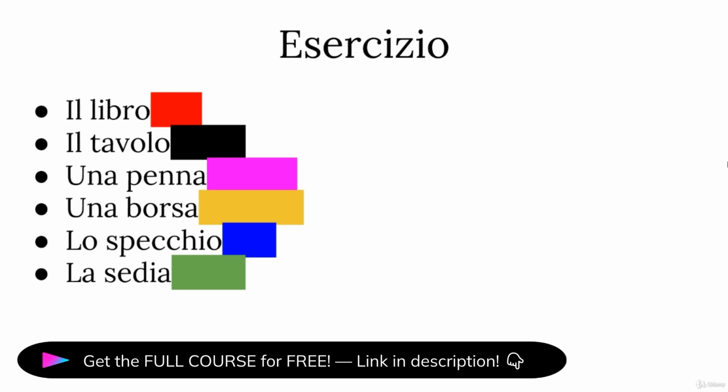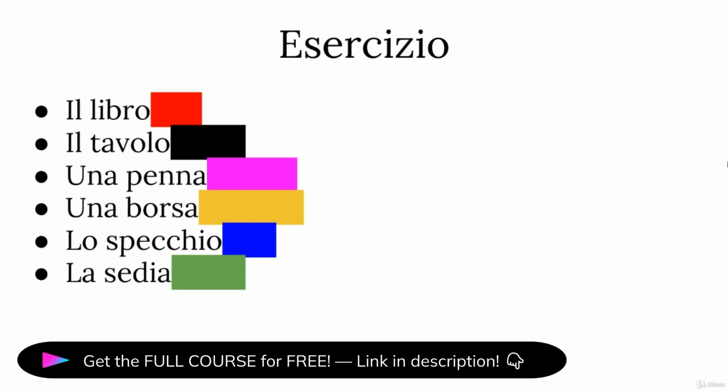What you will have to do here is to match the color to the word. Okay? So I will start reading the words in Italian and I'll leave you a few seconds to say out loud the color. Okay? Ready? Let's start. Il libro. As usual, if you need more time, just pause the video. Okay? Il tavolo. Una penna. Una borsa. Lo specchio. La sedia.